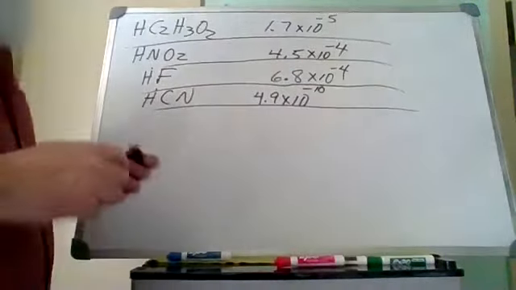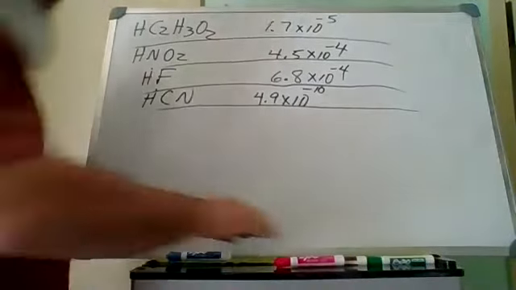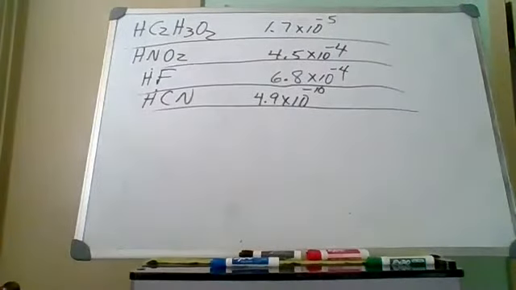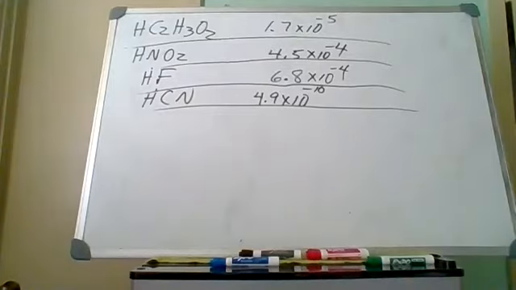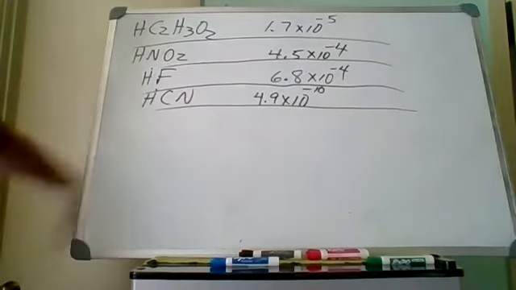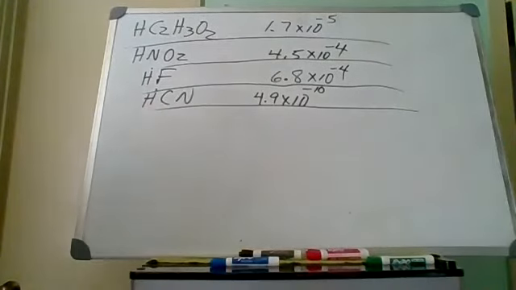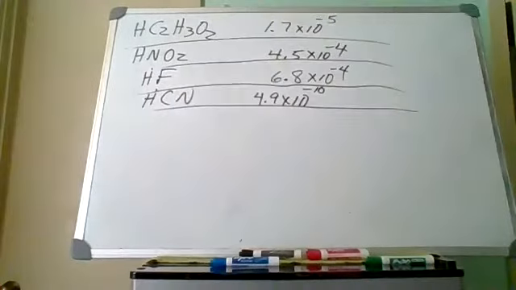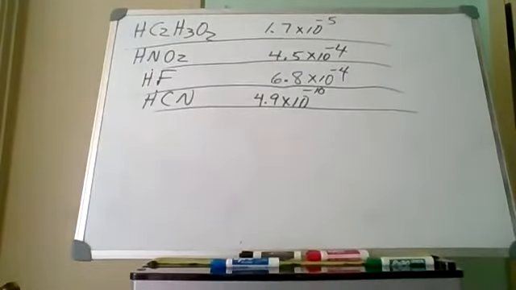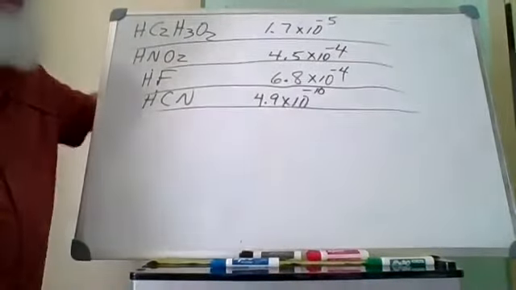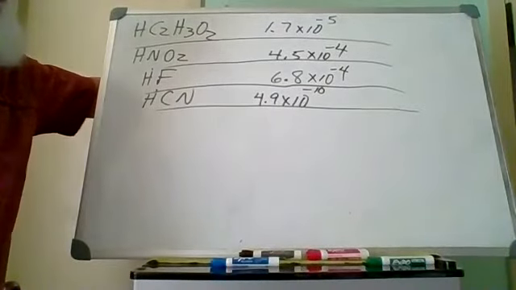Now, we have a solution of each of these. They're all the same concentration. Which one has the biggest pH? Biggest pH to smallest pH. Anybody know? Obviously, the Kas have something to do with that, right? That's the only piece of information that we have for the whole problem, other than the fact that the concentrations are all the same. We don't even know what those concentrations are. How are we going to do that?